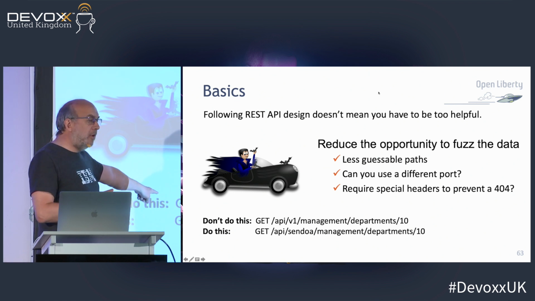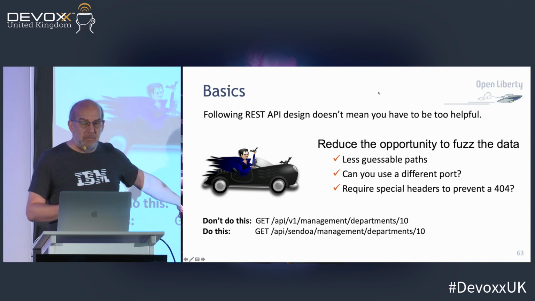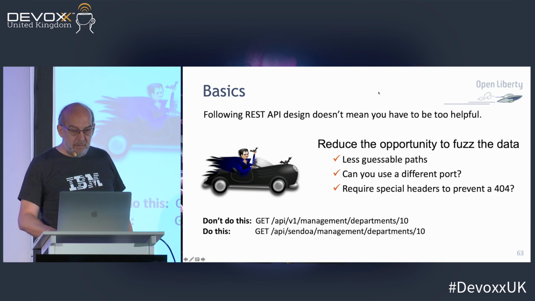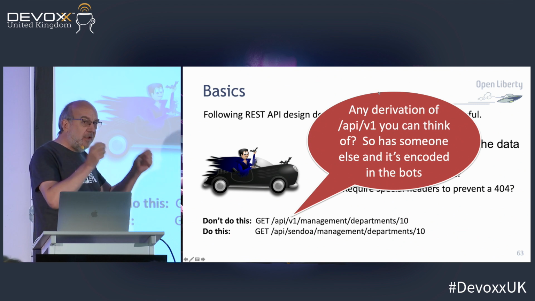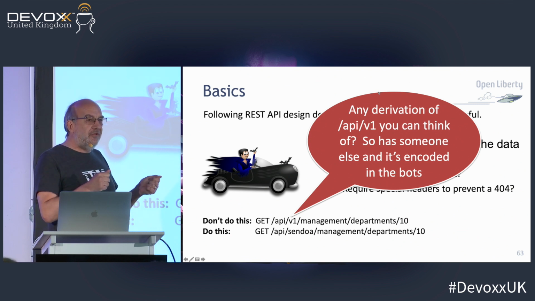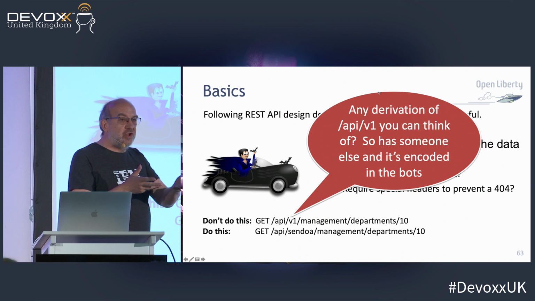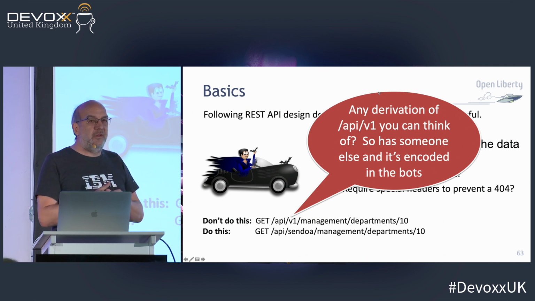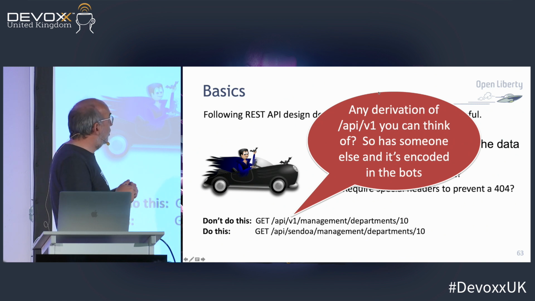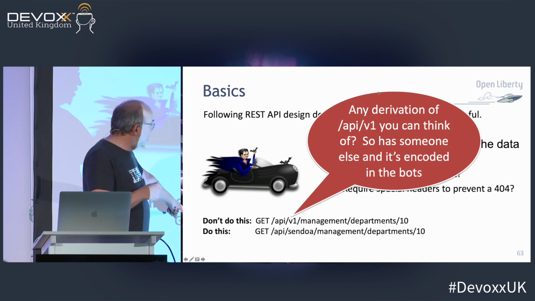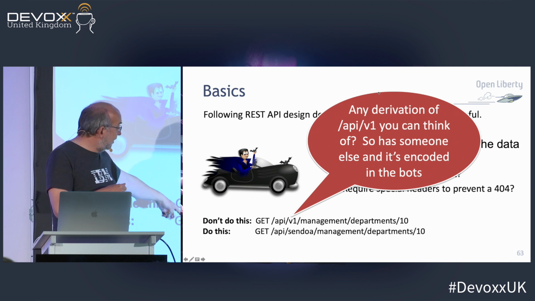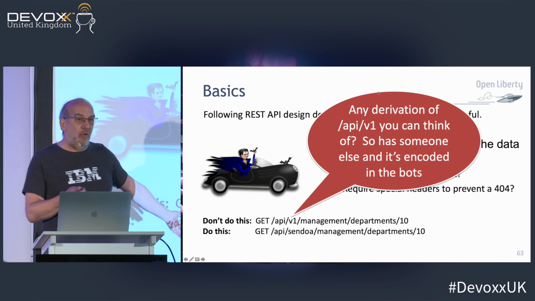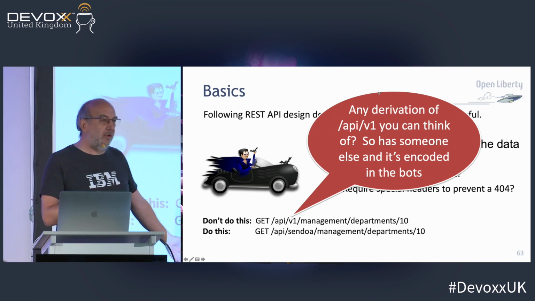Why are you putting API v1 in? Anything that you can think of that's not API v1, any of the variations that you have invented, somebody else has thought about it and it's part of one of these search terms. So don't put API v1, put something else that's a bit less obvious but useful to you.